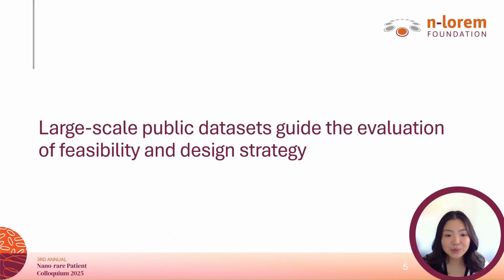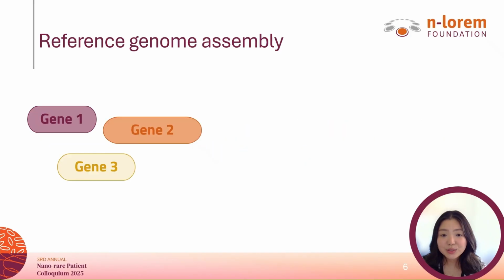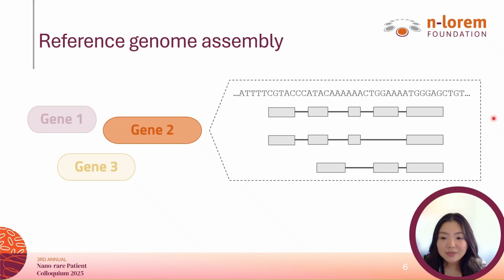So I want to first go through some of the large-scale public datasets that we're using to help guide our evaluation of feasibility as well as our ASO design strategy. The reference genome assembly, to begin with, is a dataset that a lot of different researchers are going to refer to because this is a consensus representation of all the different human genes. Specifically for each gene, we have the information of the different transcripts or different forms of RNA that are transcribed from said gene, as well as its sequence and the different sequences of these different transcripts.